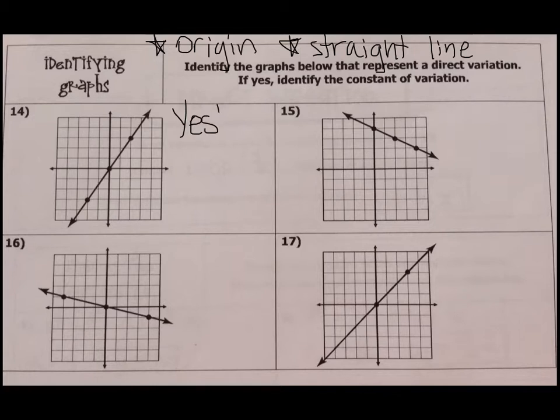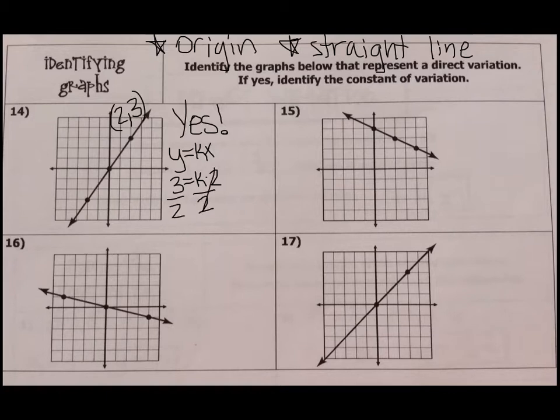To find our direct variation equation, remember that we have y equals kx. The value of k is the ratio of y to x, so we're going to choose an ordered pair anywhere on this line. We have an ordered pair right here at 2, 3. We're going to use these values to find our constant of variation. The y value is 3, the x value is 2. We're going to plug those in and solve for k. Divide both sides by 2.